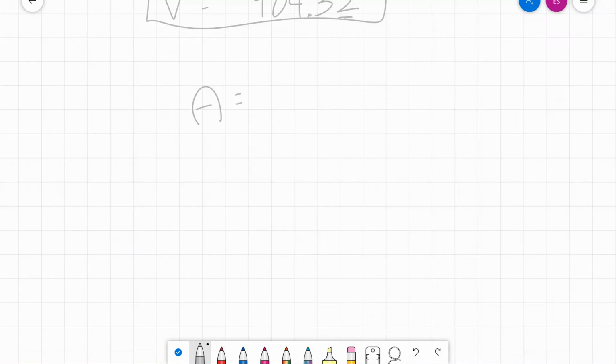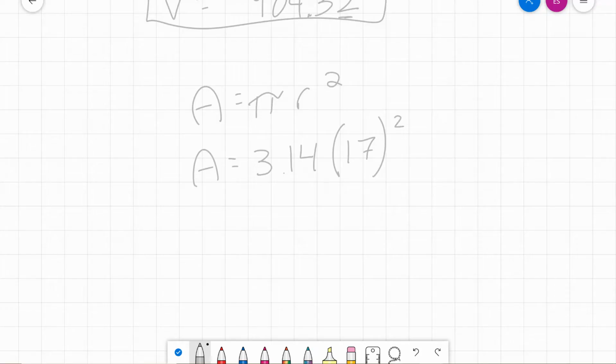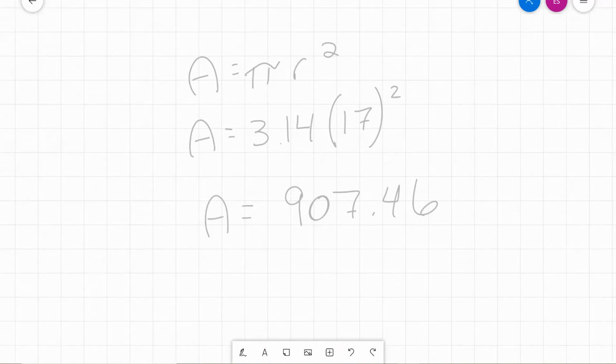Always, always, always write down your formulas, because otherwise you can get really confused and you might forget a step. So 3.14 times the radius, which is 17 centimeters, squared. When we take that to our calculator, we do 17 and then squared, and get a really big number, 289, and then I'm going to multiply that by 3.14. So then I get the area equals 907.46. And now I want to do volume.